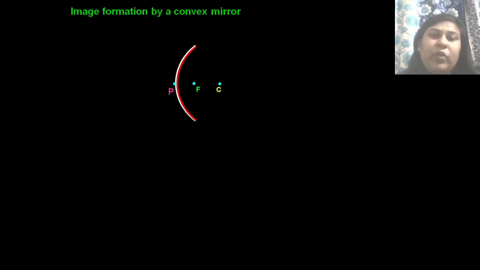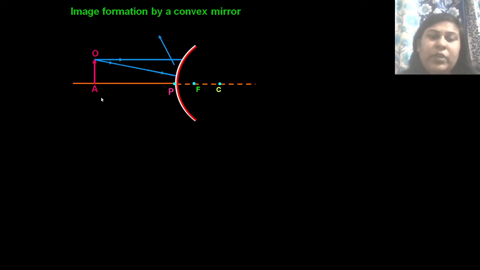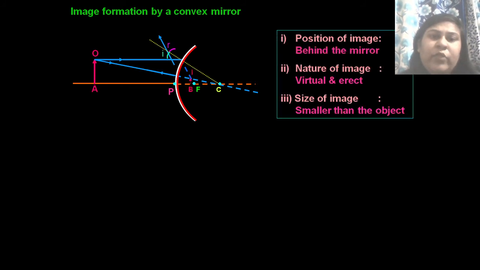Now image formation by a convex mirror. You can see this is a convex mirror. The first position is when the object is between P and infinity. So OA is the position. We are taking the first ray parallel to the principal axis, and it goes from the focus, and the second ray goes from the center of curvature. Image formation is between P and F. You can see here the image is formed between P and F. So the position of the image is behind the mirror, virtual and erect, and the size of the image is smaller than the object.